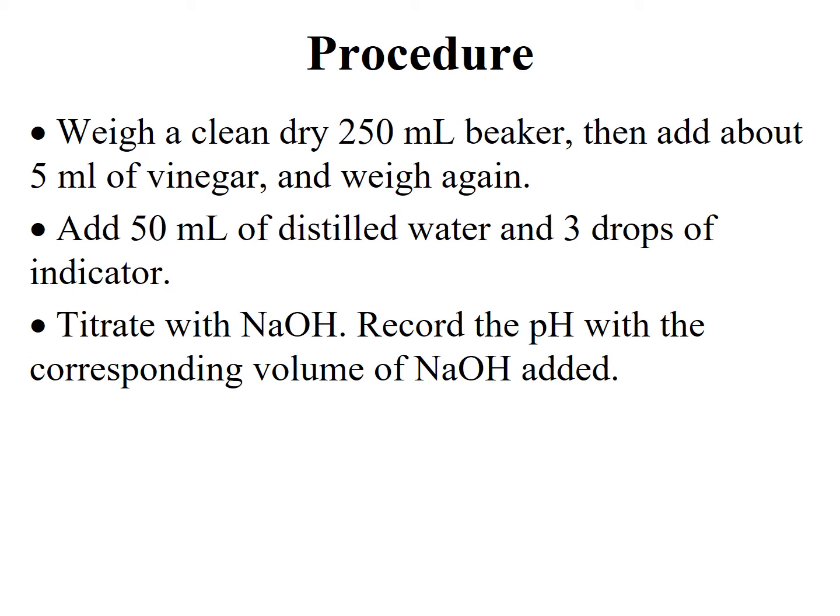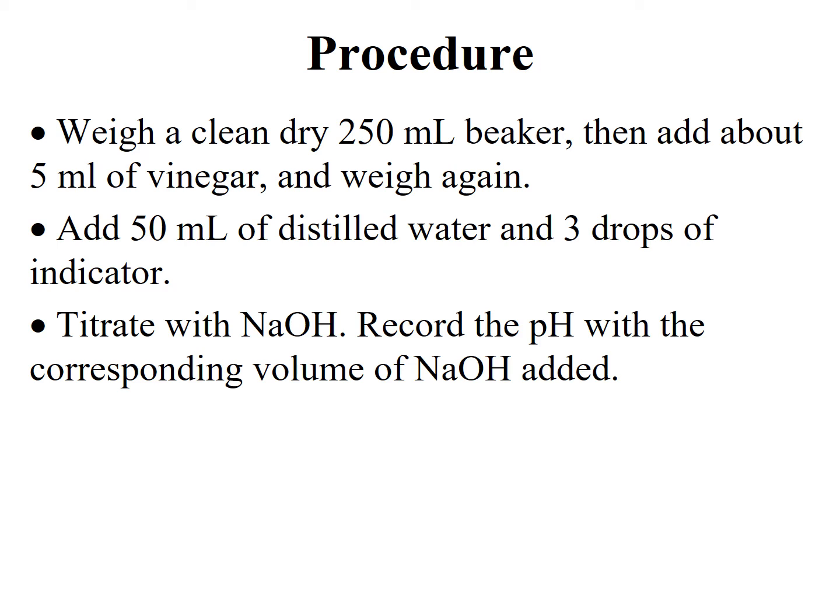Now, in the second part of the experiment, which is the percent acetic acid in the vinegar, what you're going to do is you weigh a clean dry 250 ml beaker and then add about 5 ml of the vinegar and weigh it again. So the difference in the weight there is that of the vinegar. And then you're going to add 50 ml of distilled water, okay, and 3 drops of the indicator phenolphthalein, and then you place it in the setup where you have the magnetic stirrer.